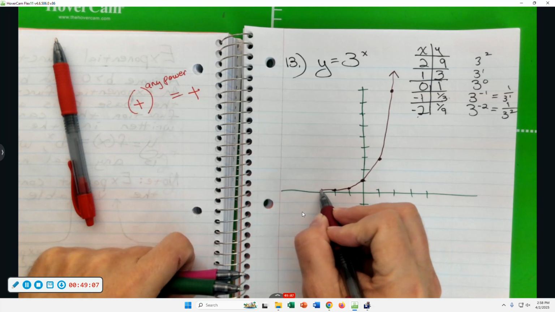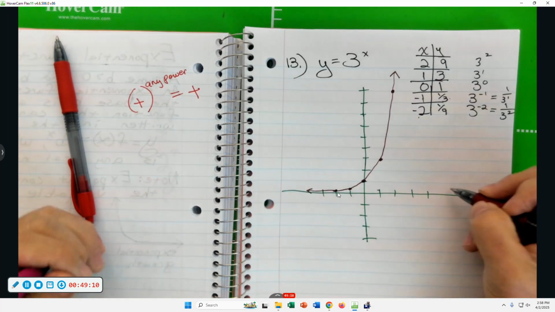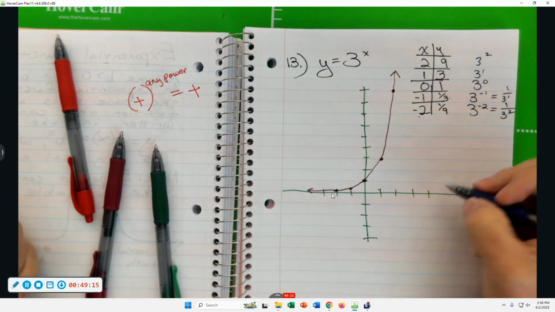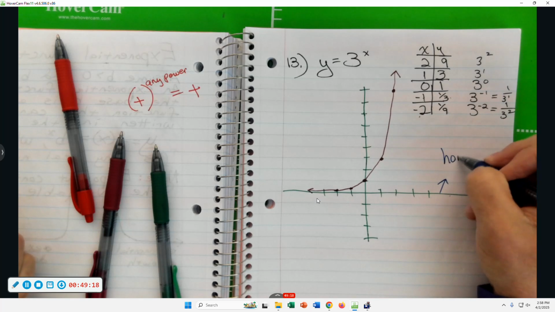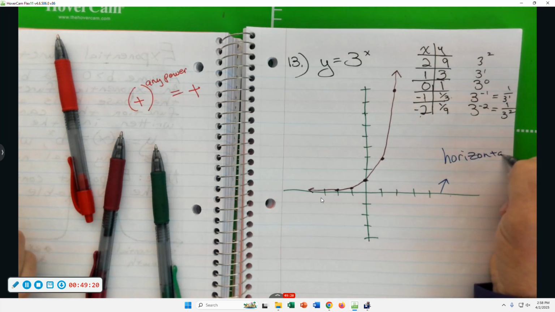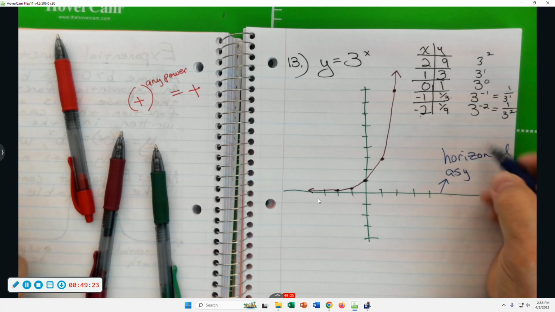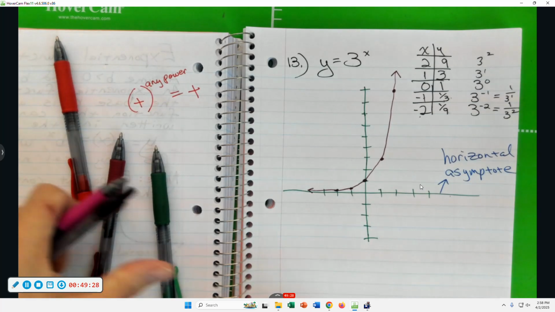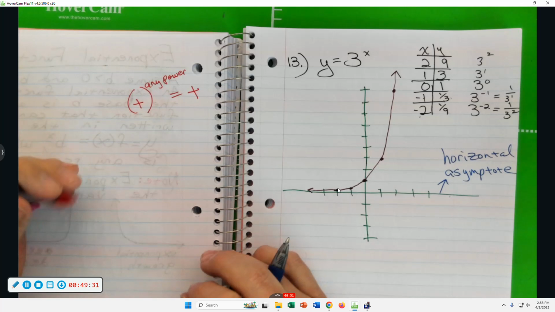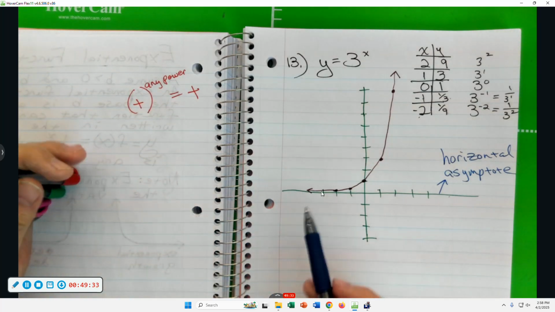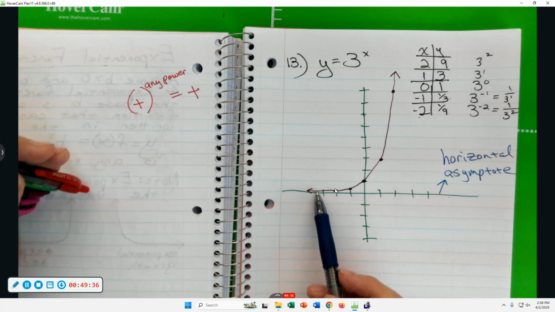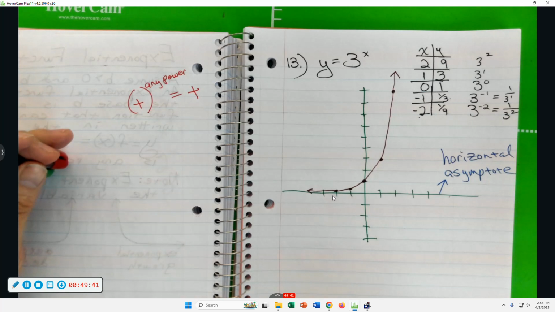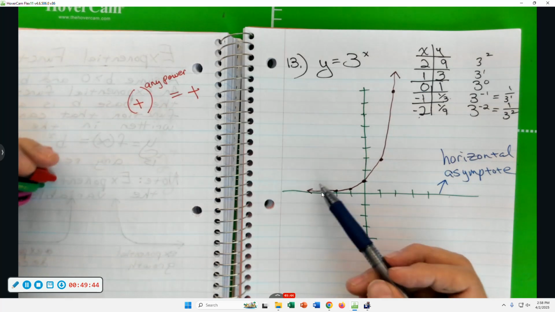We say that the x-axis in this event is a horizontal asymptote. Horizontal asymptote. Running beside it. It's running right beside it. Now, it'll get to the point where it looks like the curve is just sitting on top of the x-axis, but there'll always be a fractional amount of space there, okay?